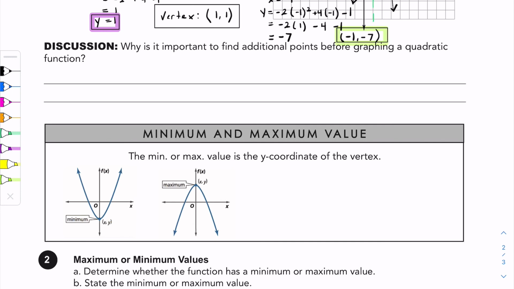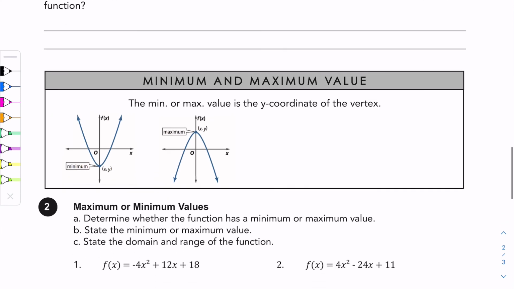Okay, the minimum and maximum value, we did talk about this on the last note sheet. We talked about when the graph opens up, it has a minimum value because it has a low point. And when the graph opens down, it has a maximum value because it has a high point. Today, we're just going to go over that again and how to apply it to a function without seeing a graph.